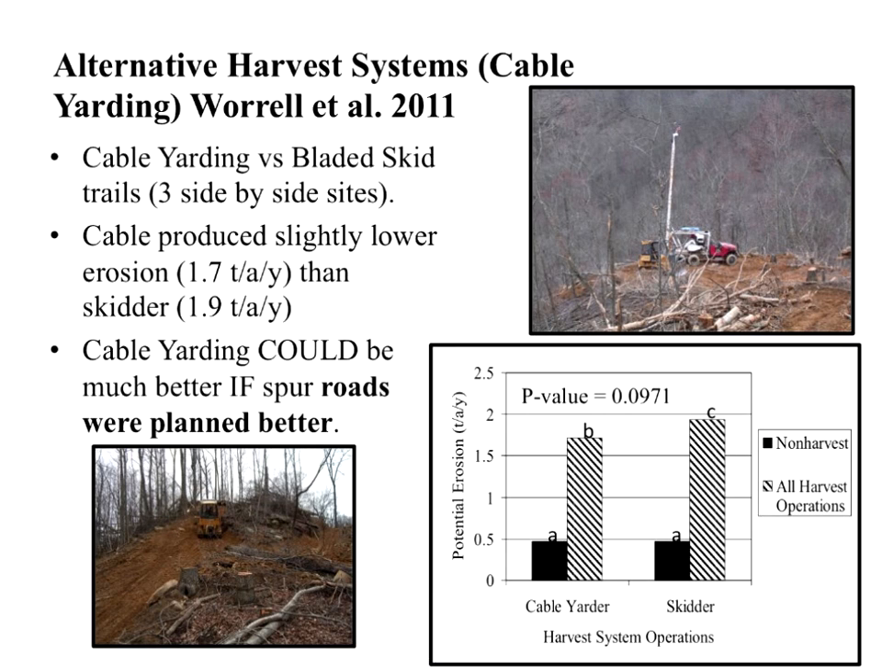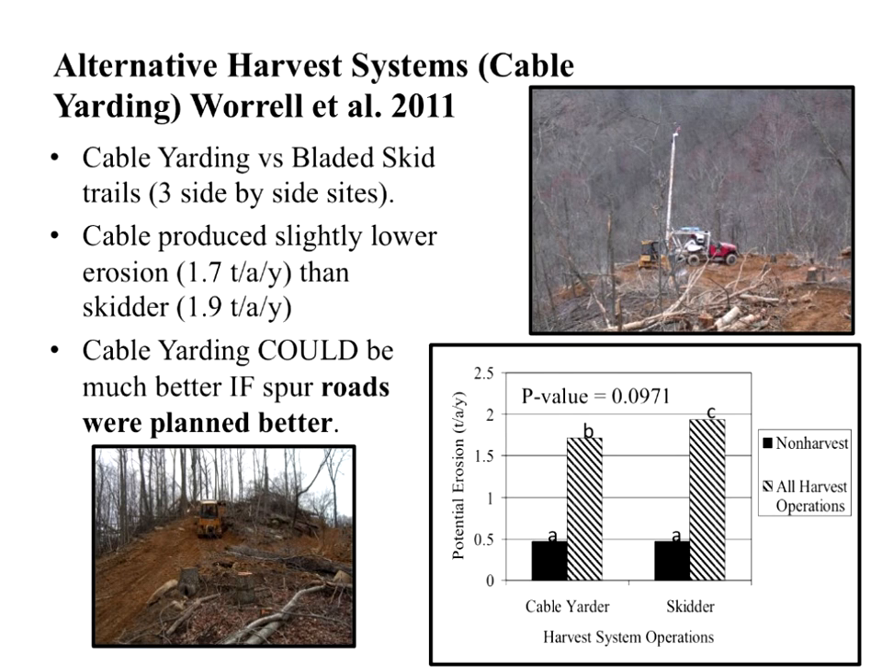Sometimes people ask, what about alternative harvest systems? Could we use something like cables, and just get away from the roads, get away from the skid trails? Well, we're fortunate. A few years ago, there was a landowner in the mountains here in Virginia that had 3 sites where they were going to use cable yarding and they were going to use bladed skid trails, okay, on the same site. So we had 3 sites where they were using both of them side by side.